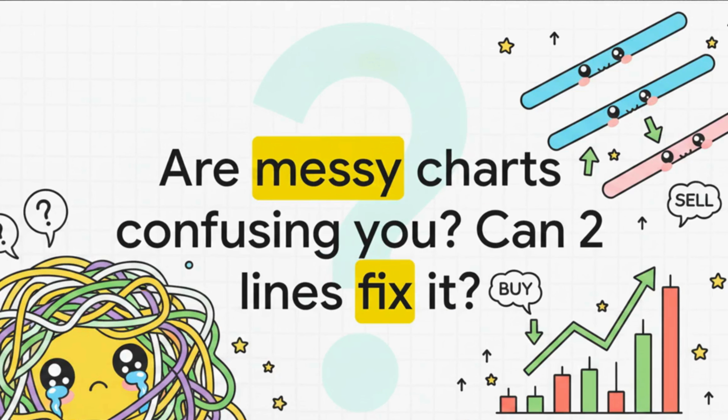Okay, so let's just get right into it. We have all been there, right? You open up a trading chart, and honestly, it looks like someone threw a bowl of colorful spaghetti right at your screen. You've got a yellow line over here, a white line there, a green one, a purple one. It's incredibly confusing.